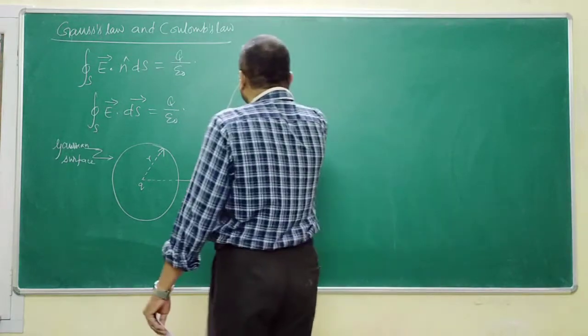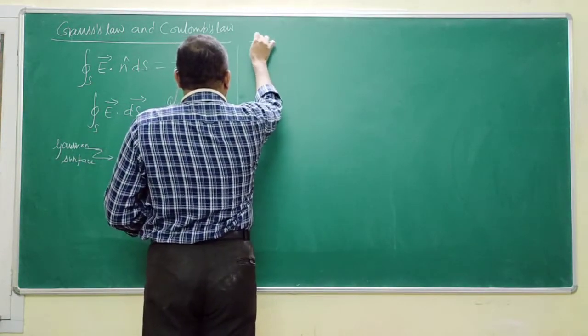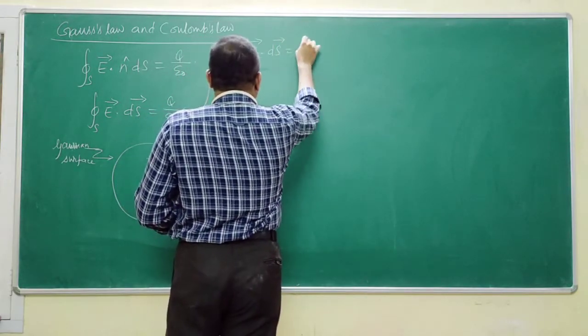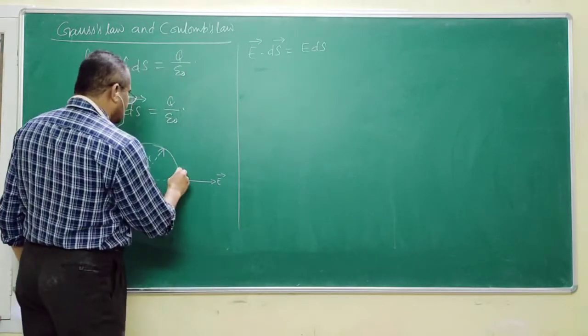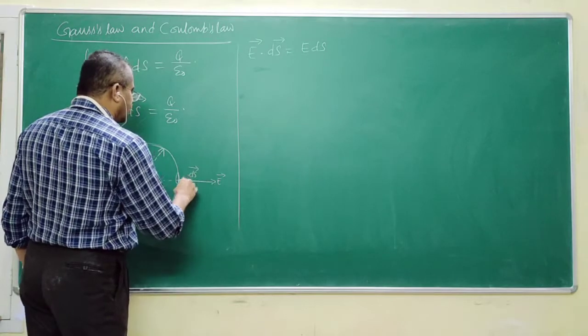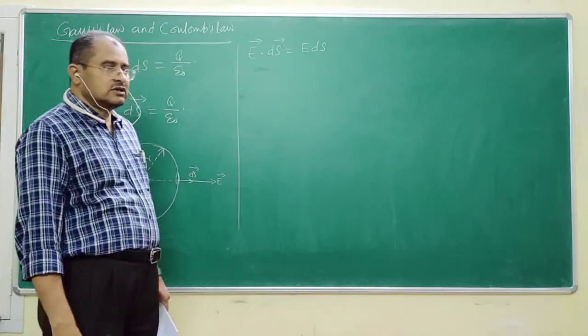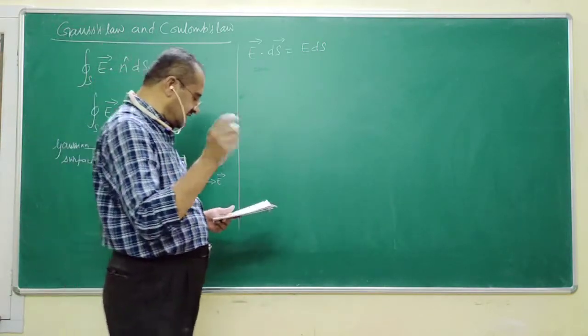Now, I can write E vector dot dS vector as E dS. You can ask me why. Whatever area I take, the area vector and electric field vector are parallel to each other. Theta is 0, cos 0 is 1. Therefore, it amounts to E dS.